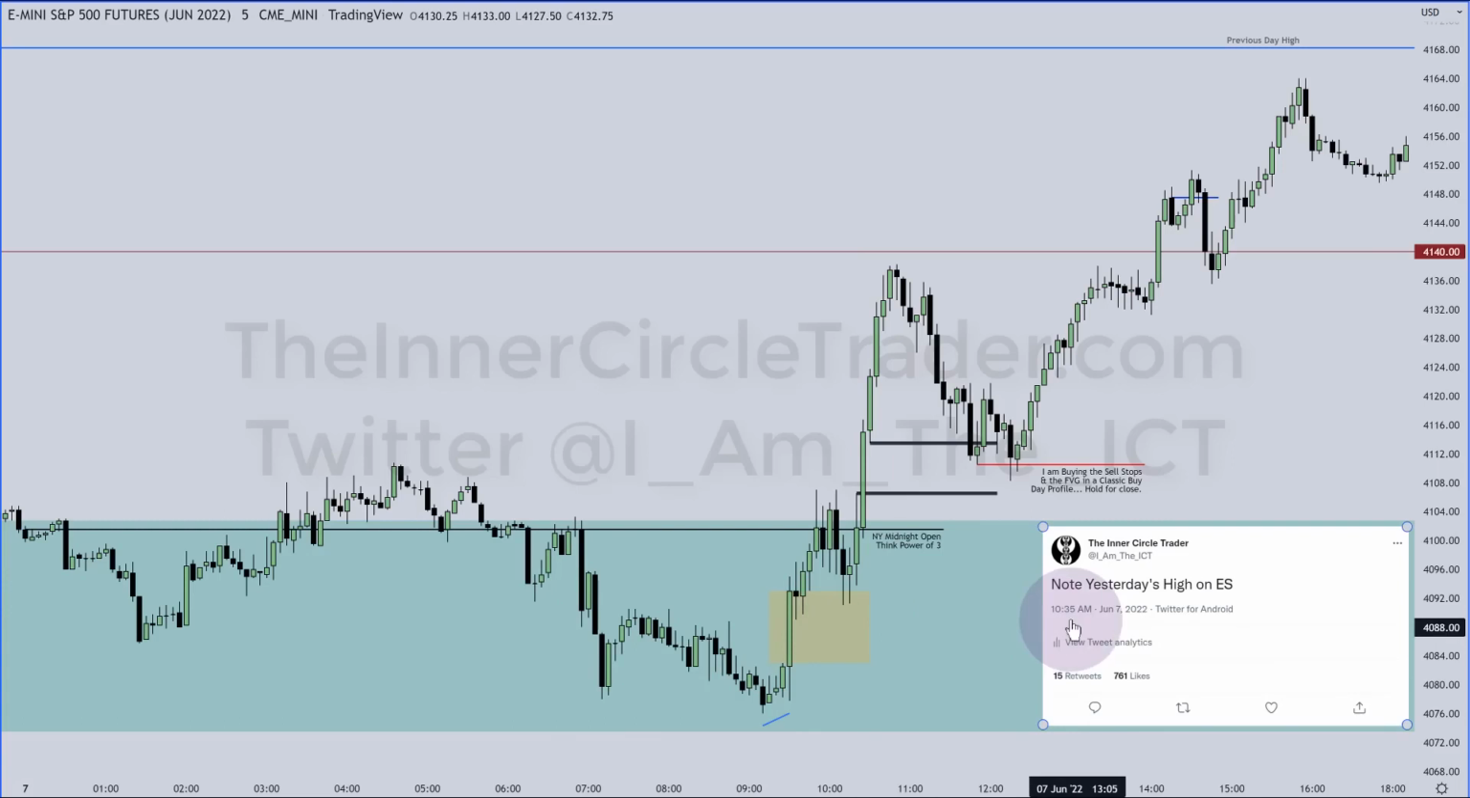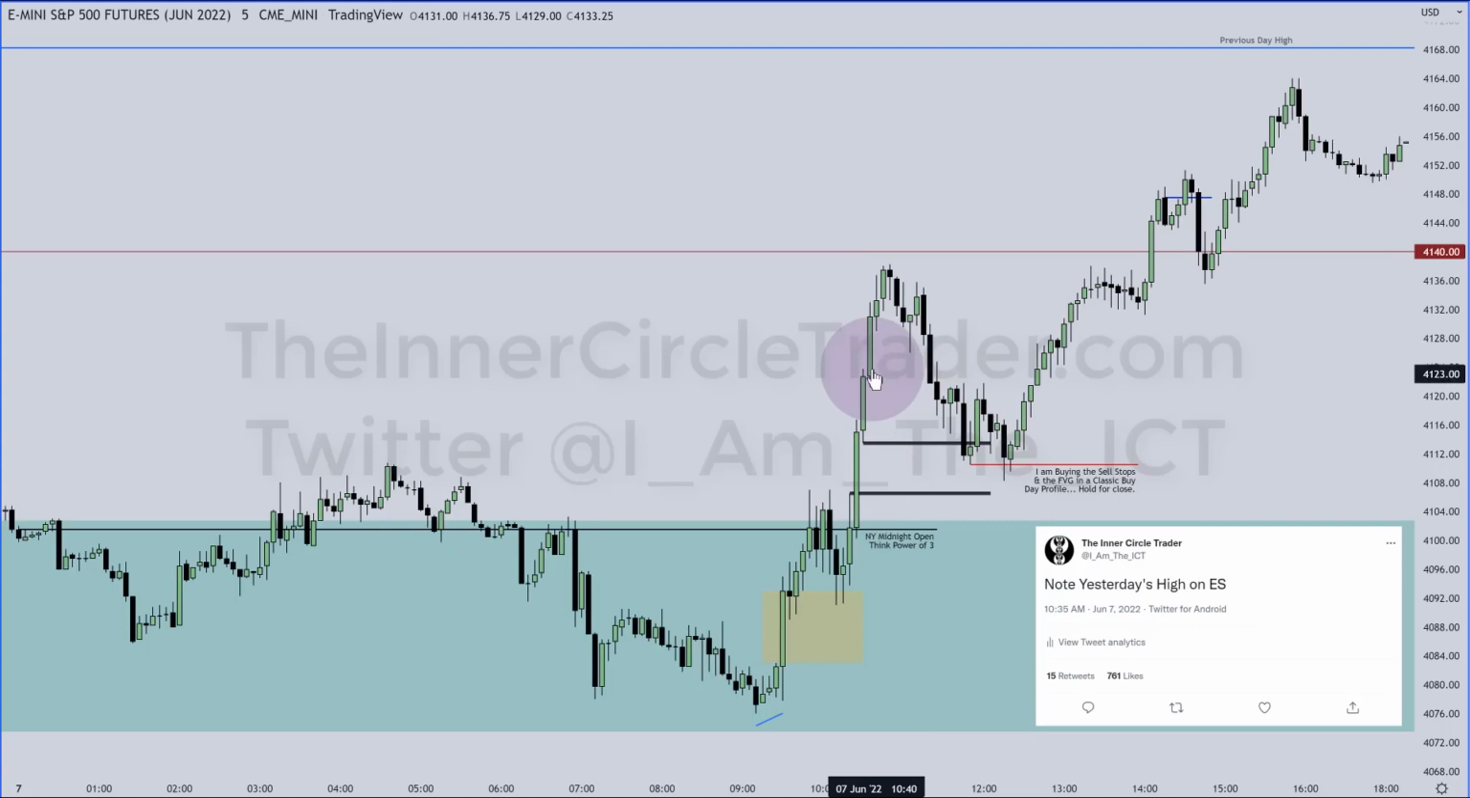And I have this tweet here so you can see that's the time of 10:35. That's when I said note yesterday's high. So that is there on this candle right here, 10:35. I'm tweeting note previous day's high. So I'm drawing your attention up here.